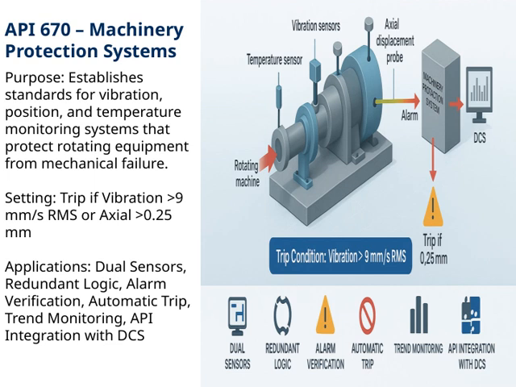And importantly, API 670 integrates seamlessly with distributed control systems, or DCS, enabling centralized monitoring and control. Overall, this standard helps us implement robust machinery protection, ensuring safe, reliable, and efficient operations across our facilities.